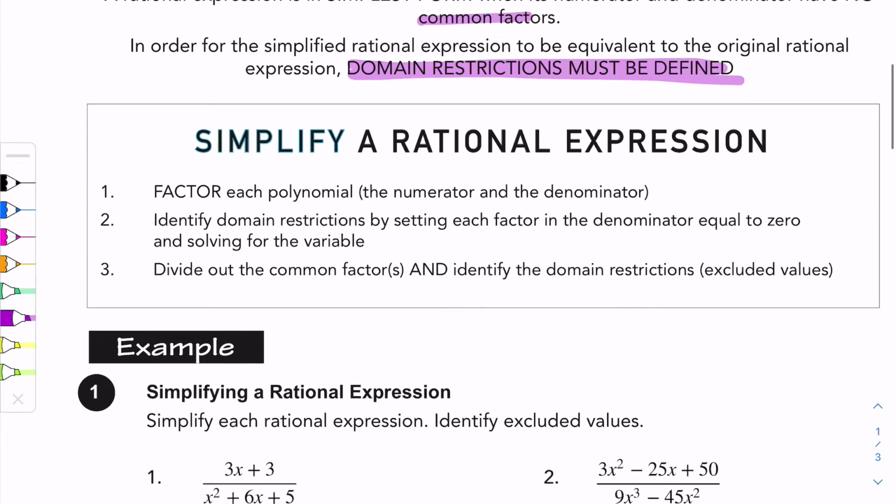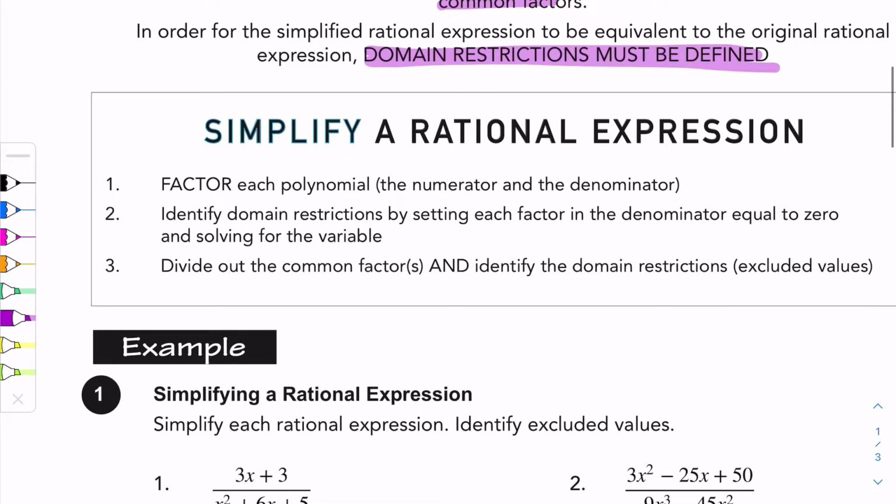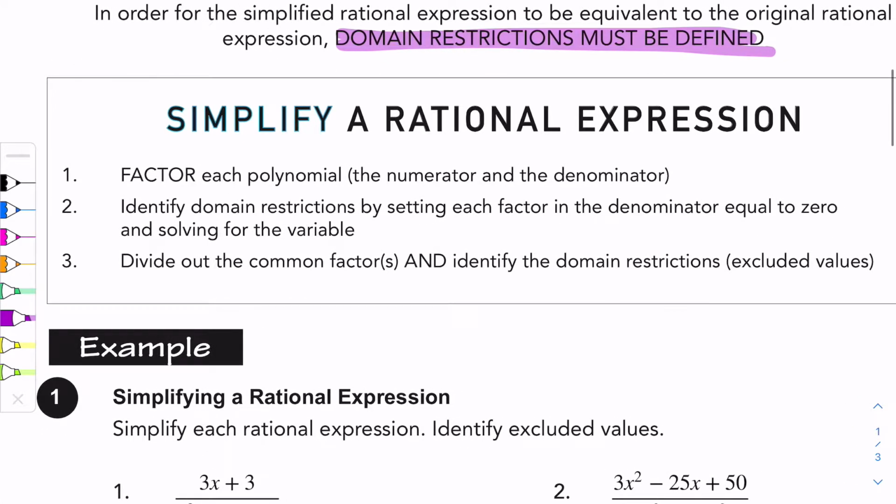All right, we're going to start by simplifying a rational expression, and I typed out the steps for you just to save some time. So the first step to simplifying is to factor each polynomial, meaning you factor the numerator and you factor the denominator. The second step is to identify domain restrictions by setting each factor in the denominator equal to 0 and solving for the variable. And the third step is to divide out the common factor or factors and identify the domain restrictions, which are the excluded values.